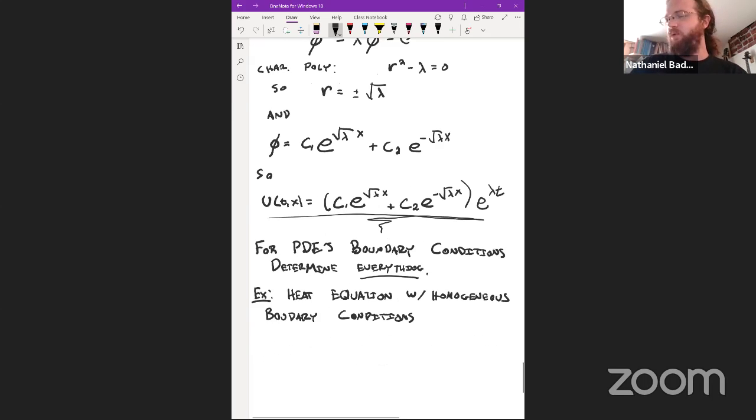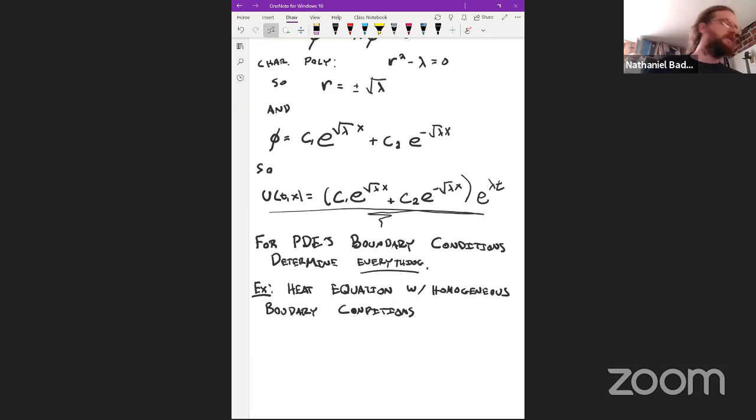Out of curiosity, again, how many of you have seen the heat equation before and done some of this, solving in the world of PDEs?